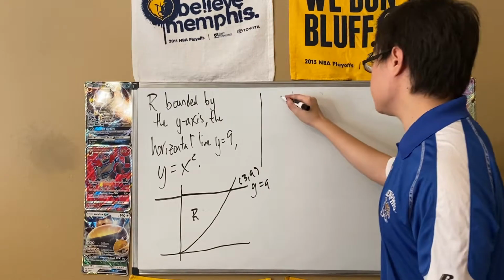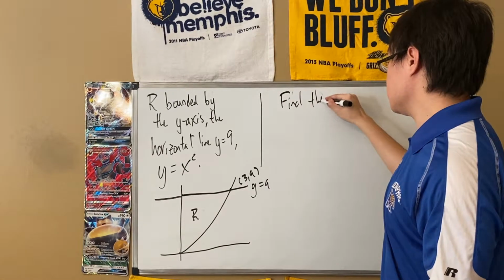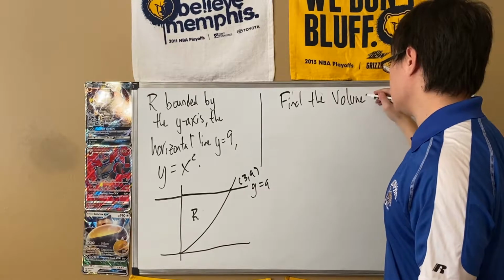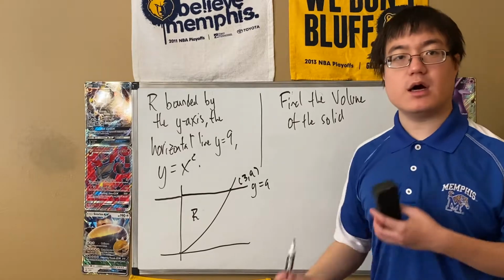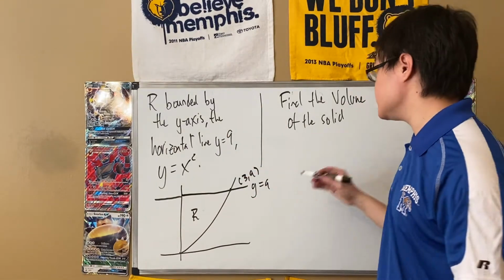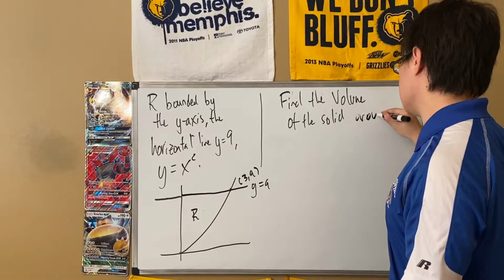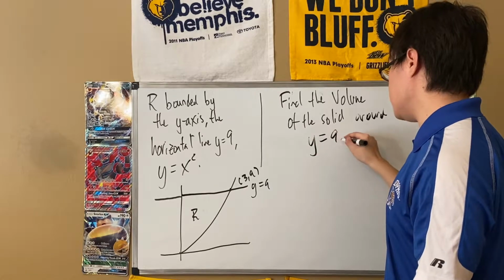So what we're going to try to do is find the volume of the solid by rotating it around the line y is equal to 9. Around y is equal to 9.